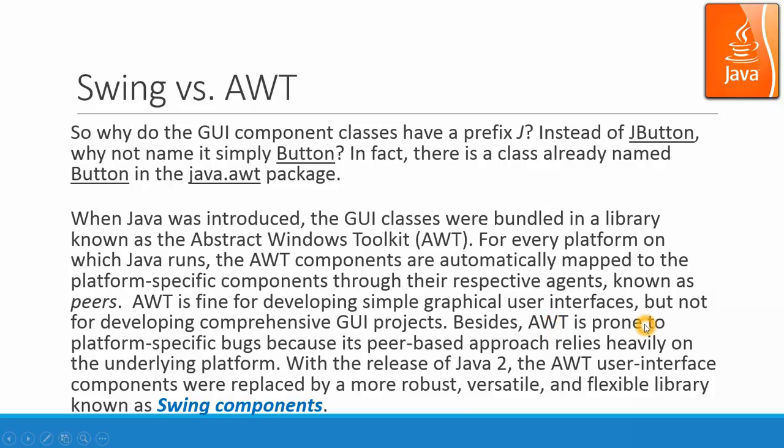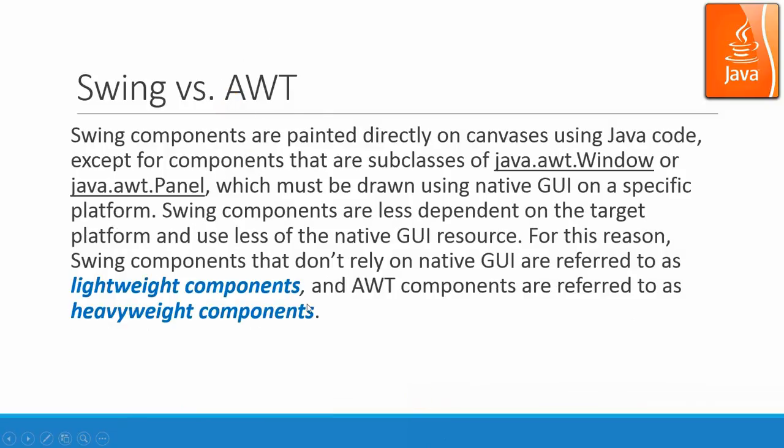Besides, AWT is prone to platform-specific bugs, because its peer-based approach relies heavily on the underlying platform. With the release of Java 2, the AWT user interface components were replaced by a more robust, versatile, and flexible library known as Swing components. So in this course, we mainly focus on the Swing component, but from time to time, we will also use the AWT package.